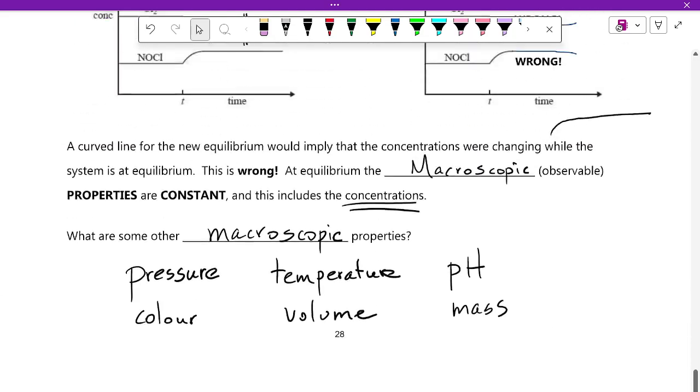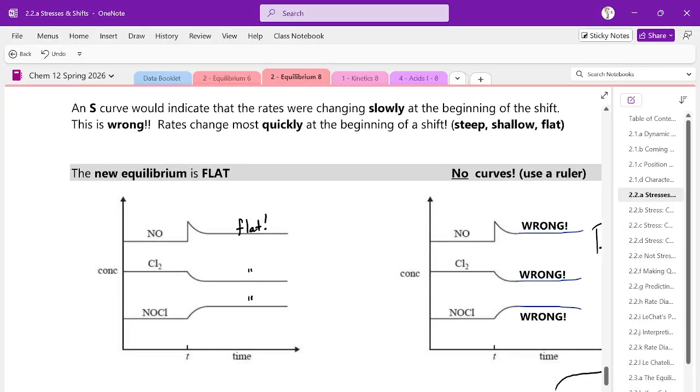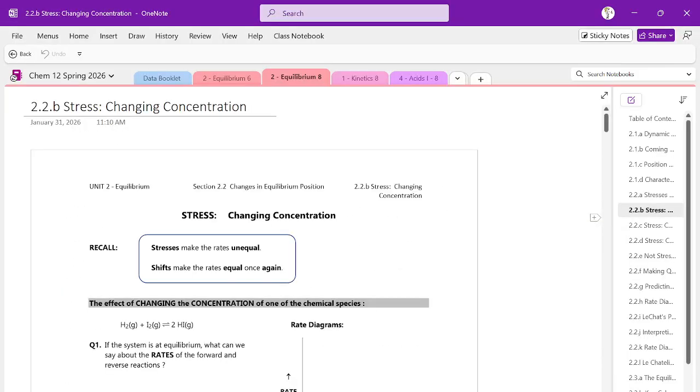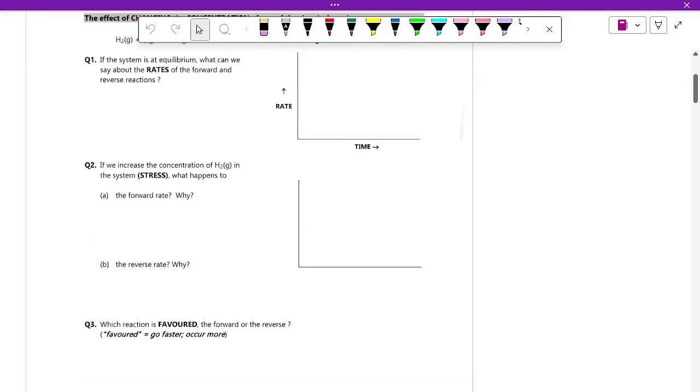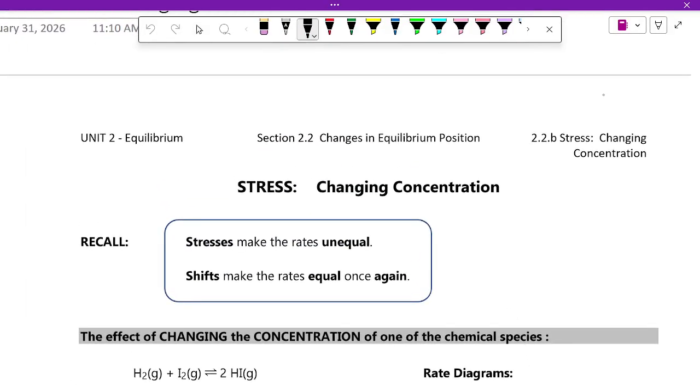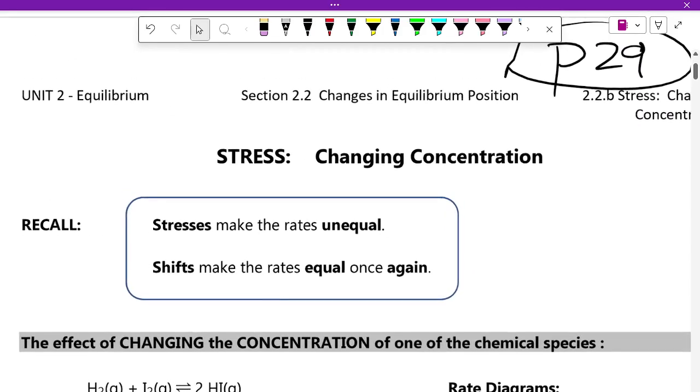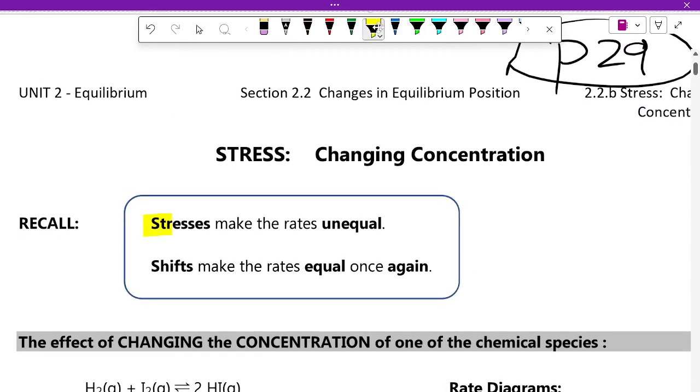And that's it for 2.2a. So now we're going to focus in on the particular stress of concentration on page 29. So let's remember that stresses make the rates unequal, but shifts make the rates equal once again. Stresses are what we do to the system.